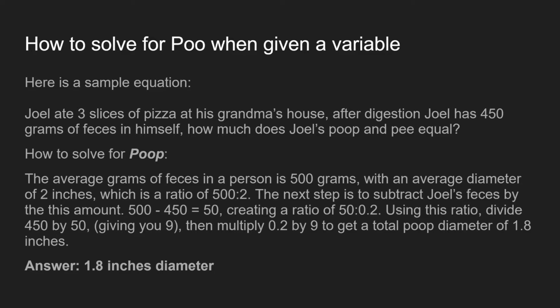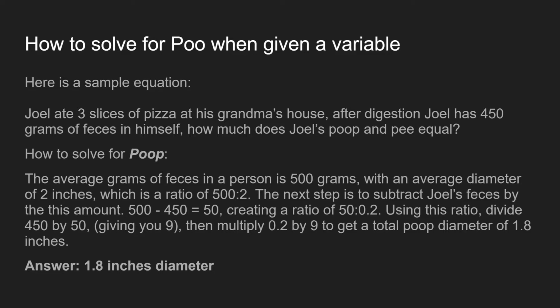Joel ate 3 slices of pizza at his grandma's house. Don't get tripped up on the location, like at his grandma's house. They're just trying to confuse you. After digestion, Joel has 450 grams of feces. Okay, how much does he equal?